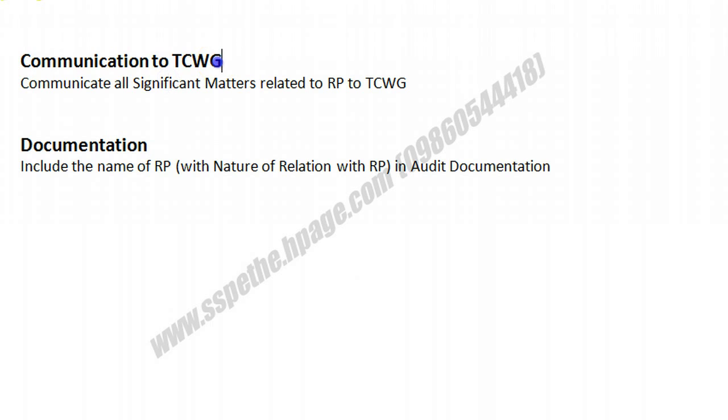Finally, you have to communicate with those who are charged with the governance, communicate all significant matters related to such related parties to these people. Documentation include the name of related party with nature of relationship with the related party in audit documentation. So audit documentation should be complete as far as related parties are concerned.